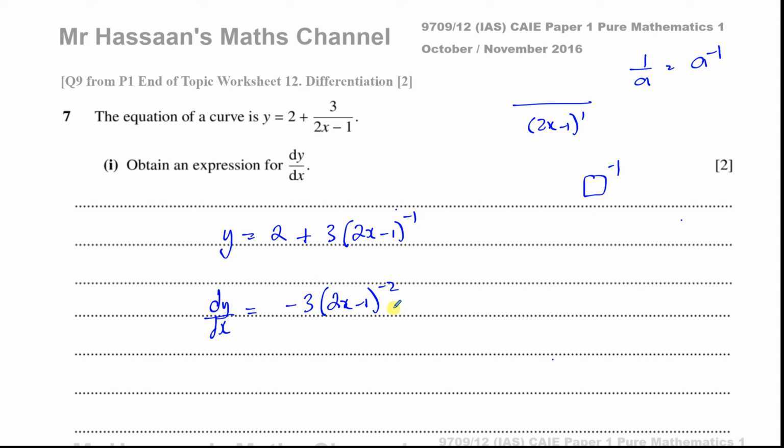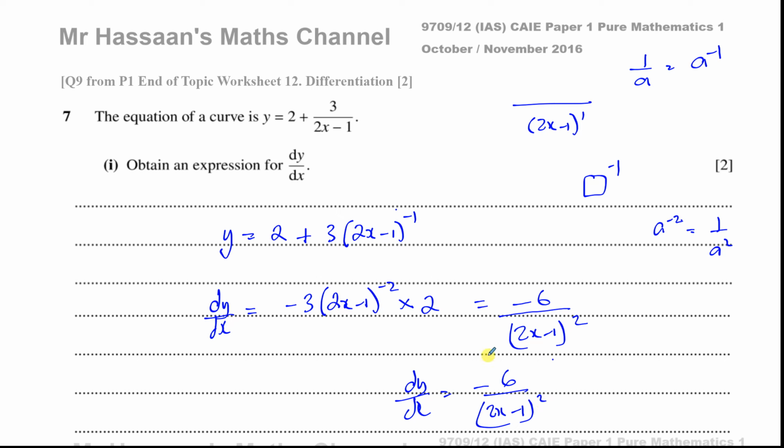And then you have to be very careful to do something which a lot of people forget, which is multiply by the differential of what's inside the function. If you differentiate what's inside the function, you're left with 2. So you end up with negative 6, and we can put this over 2x minus 1 to the power of 2. We know that a to the power of minus 2 is the same as 1 over a squared, and we're using that rule to write this in the denominator. So we end up with our answer, dy dx equals minus 6 over 2x minus 1 to the power of 2. We could have left it as minus 6 times 2x minus 1 to the power of negative 2. That would also be fine.